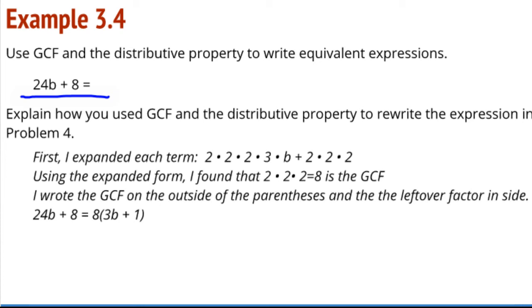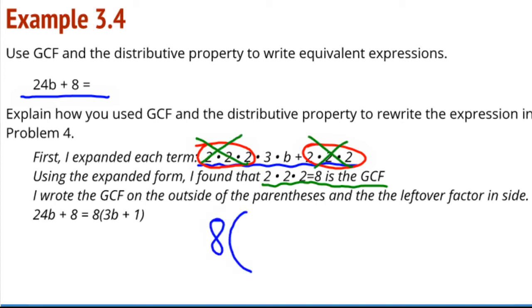Well, first thing I did is I expanded each of the terms so that I could find common factors. And I found that I had 3 2's here and 3 2's here. And that made 8 the greatest common factor. So then I pulled that 8 out. So I took these and I moved them to the outside of the parentheses. And then I looked at what was left of the terms.